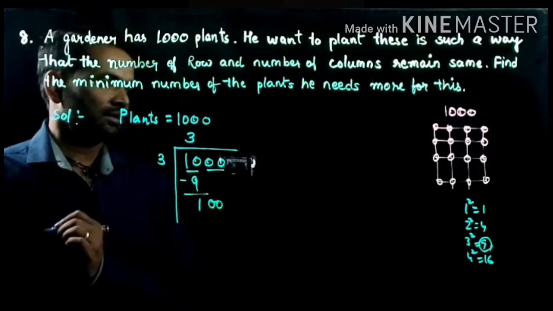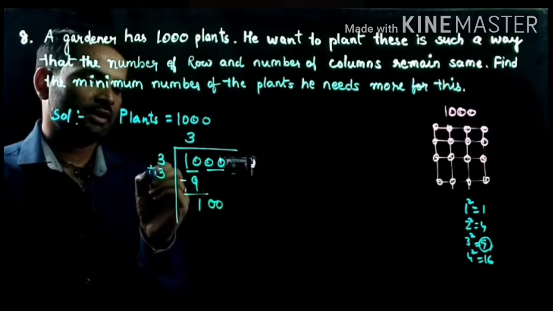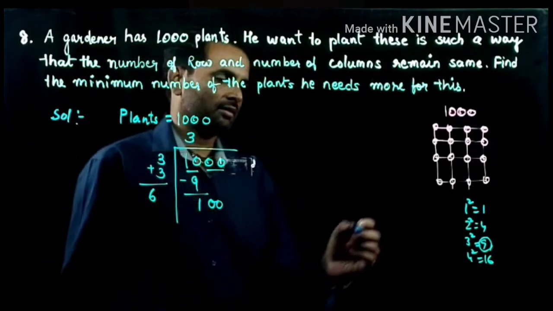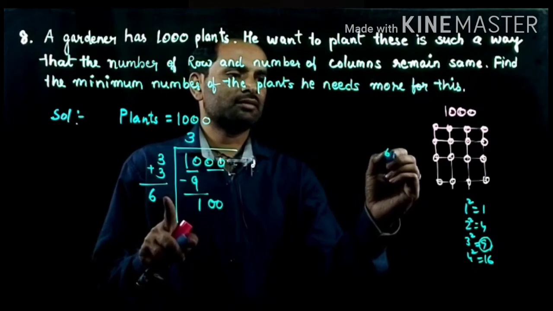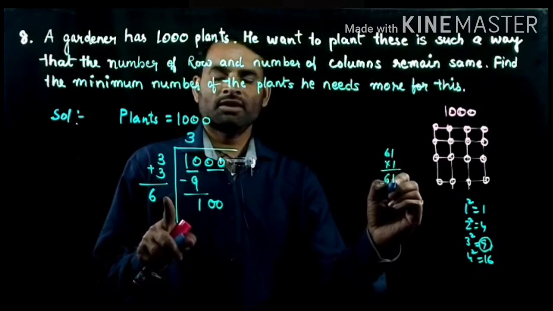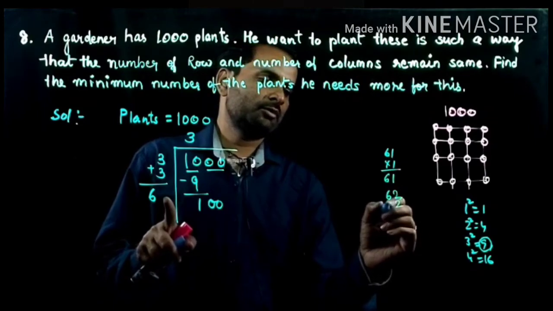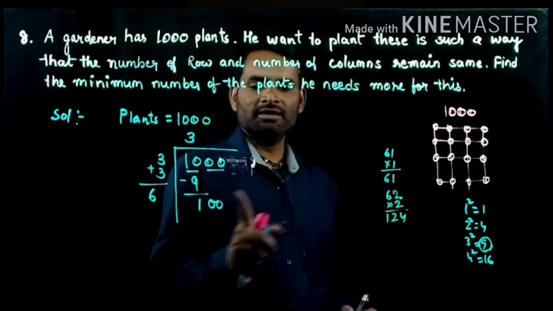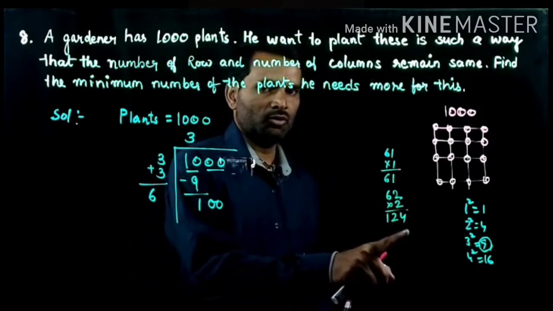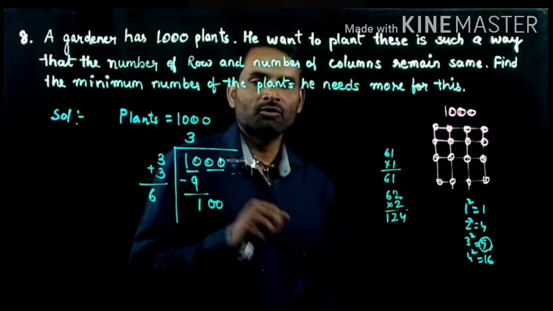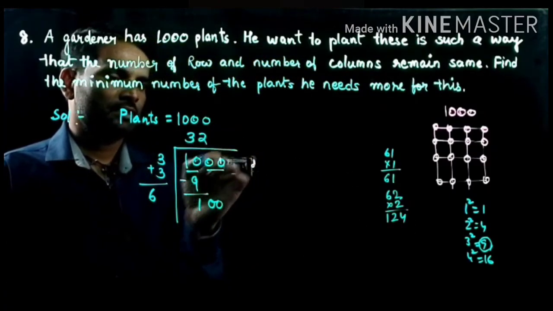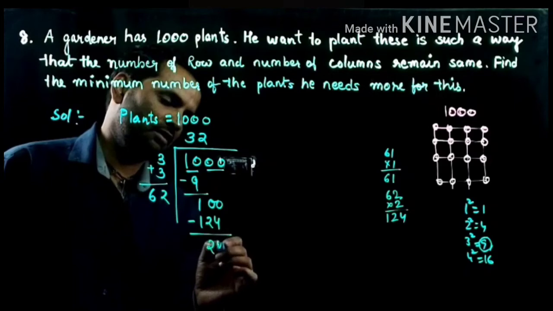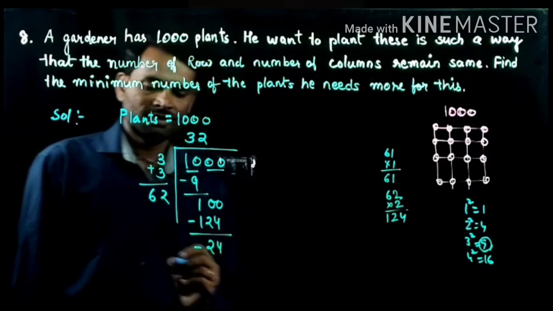Next pair is 100, and this 3 will be added, making 6. Now find the next number. First suppose you take 1, then 61 into 1 is equal to 61. Suppose you write 62, then multiplying by 2 gives 124. 61 is less than 100, and 124 is greater than the next number. So you write 2 times, 2 is 124, and after subtraction is 24.